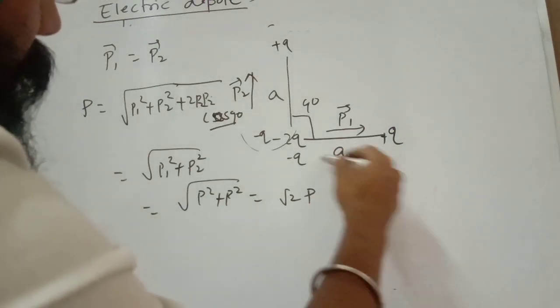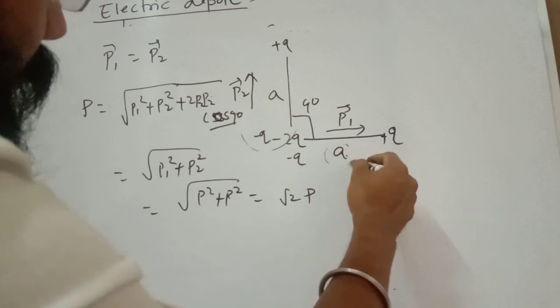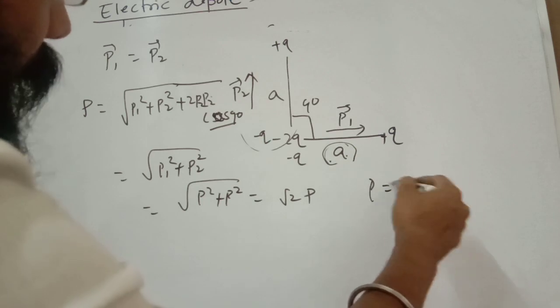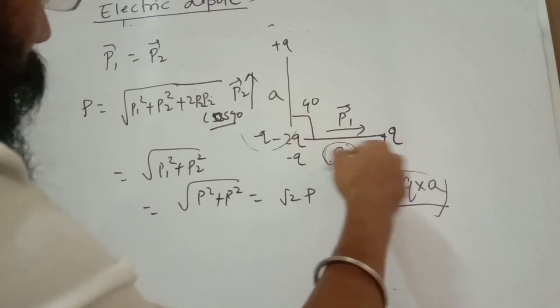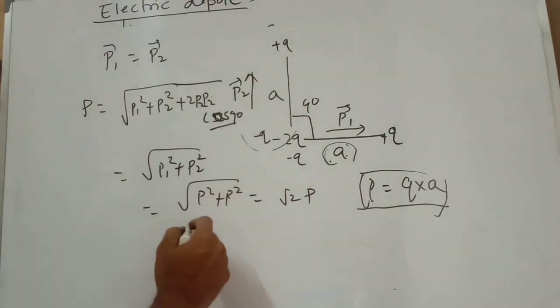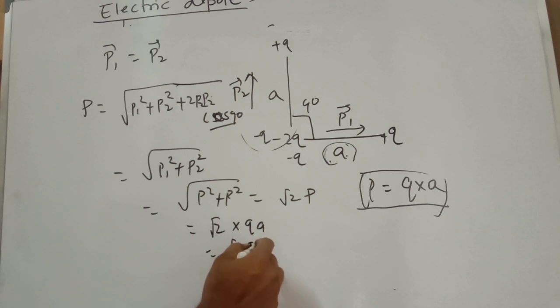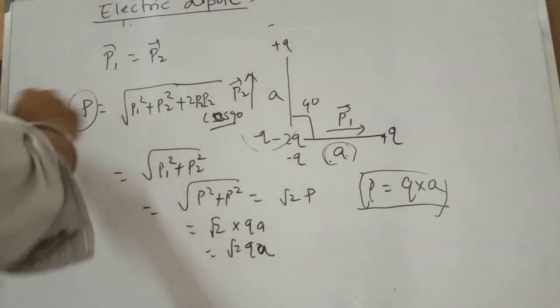The magnitude of P is the product of one charge and the distance between them. So what is the distance between them? The distance between them is A. So you can write Q into A. So it is the magnitude of the dipole moment due to one construction of the electric dipole. So you can write here the square root, what is the value of P? So Q into A. So it will be the resultant, only the resultant magnitude.